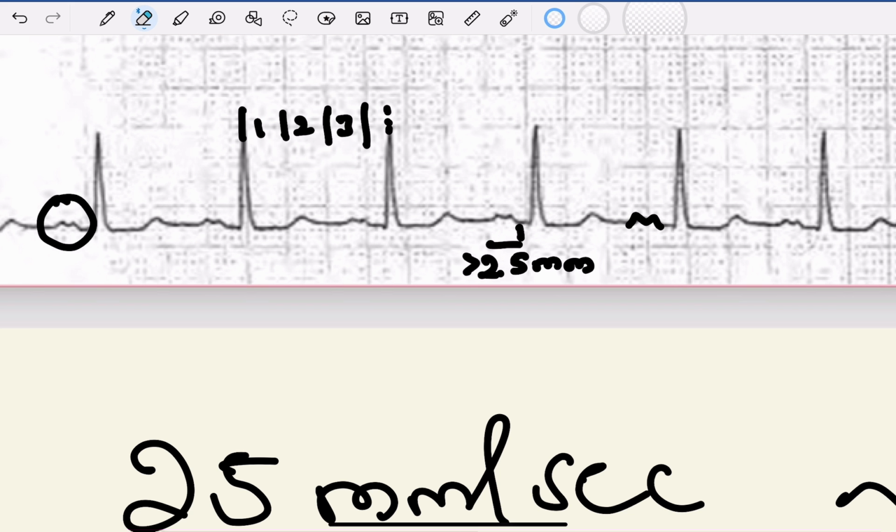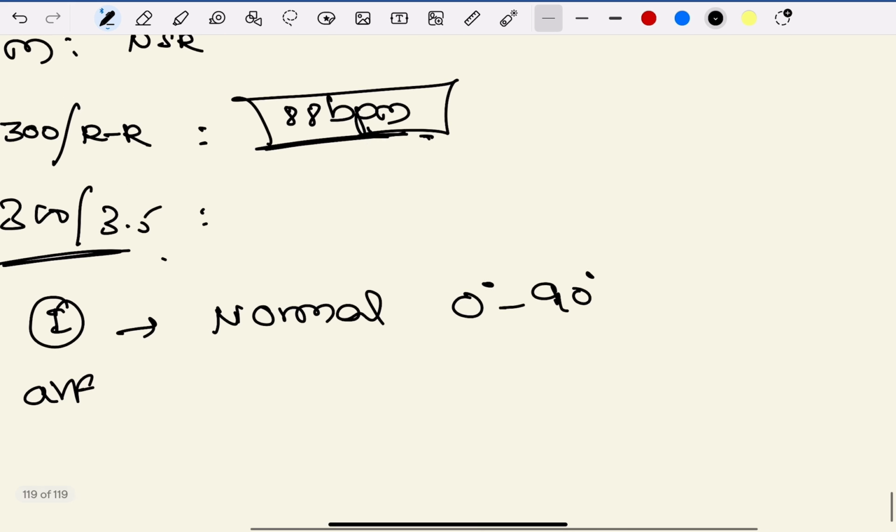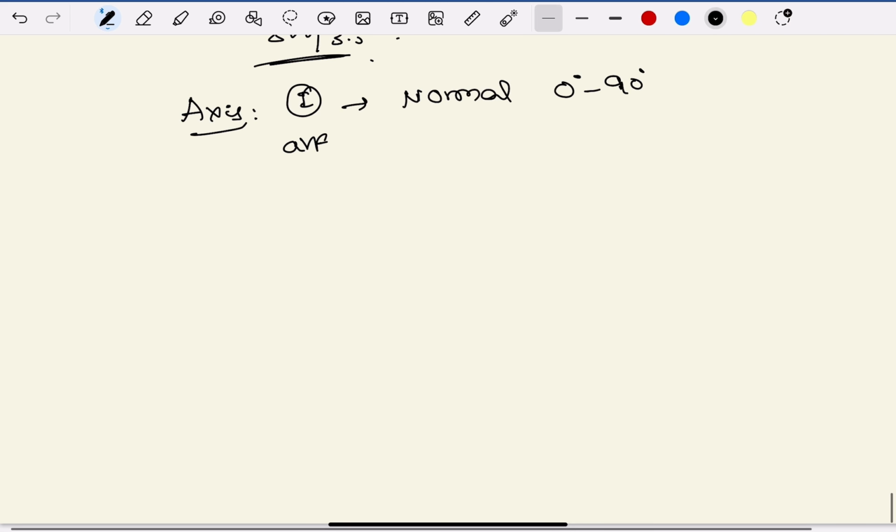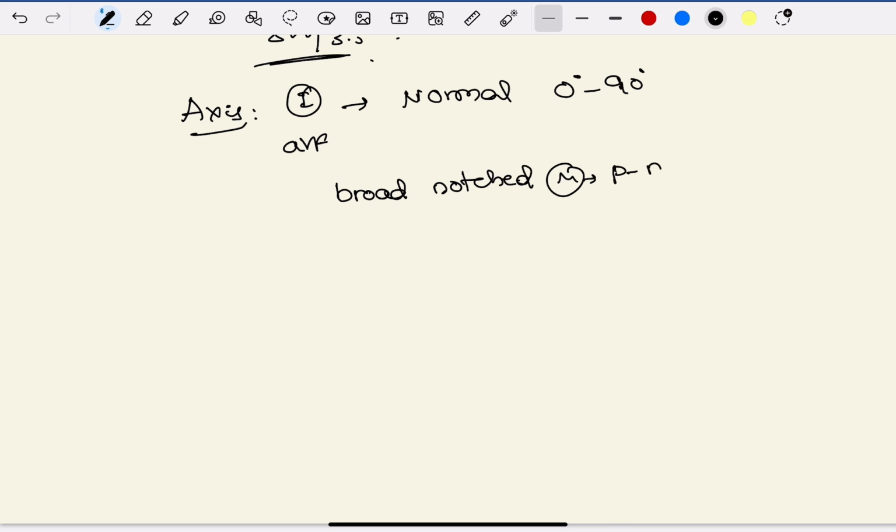Look at this notch. I hope you are appreciating this notch. So this characteristic pattern, a broad notched P wave looking like M. M for mitral, P mitral. This is P mitral. P mitral suggests left atrial enlargement.